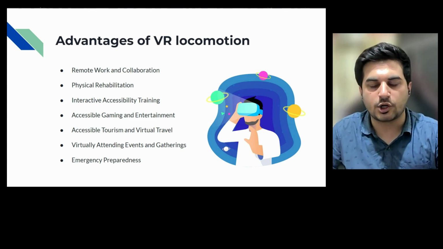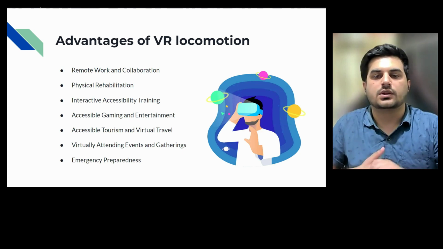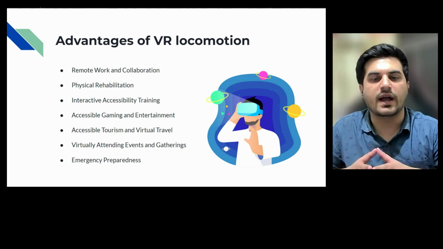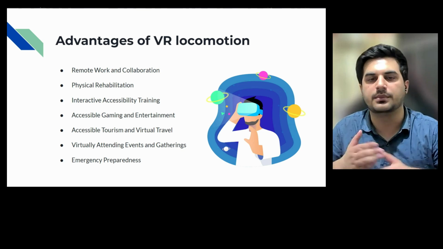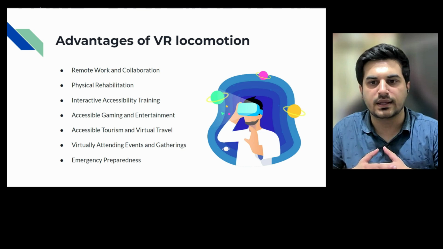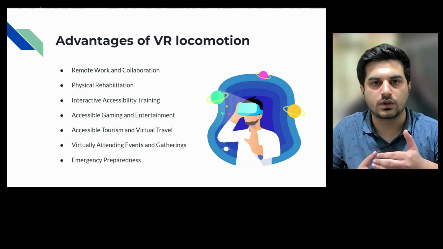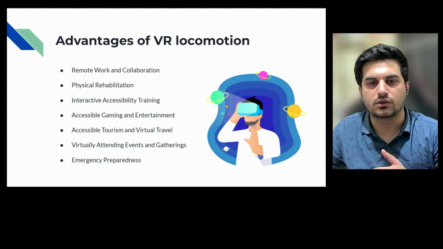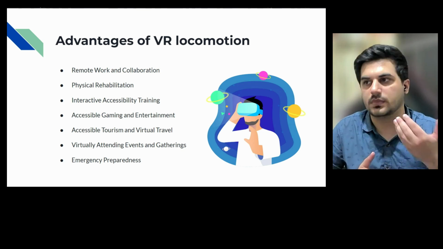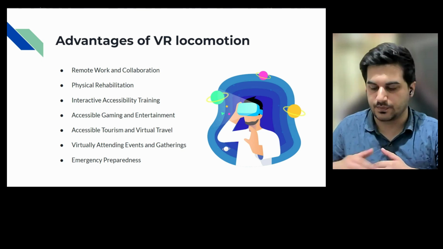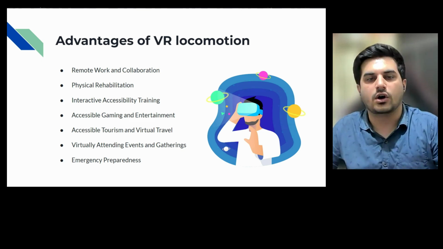And the last is quite important, emergency preparedness. Using virtual reality, we can prepare different evacuation routes. We can help them train with locomotion techniques, and they can understand the accessible emergency routes. This can be quite useful during a disaster, and they can prepare themselves, and they can also help experts understand how to help them during the disaster. So these are some of the advantages of VR locomotion.